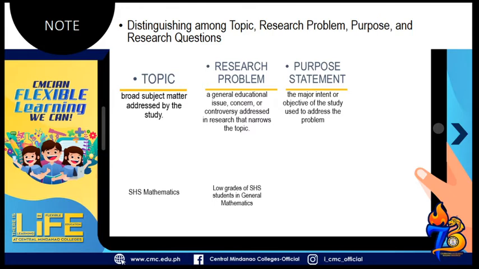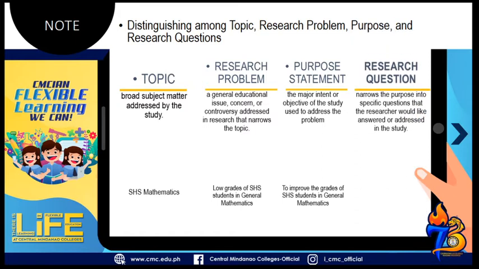No? Very easy to understand. For example, to improve the grades of the senior high school students in general mathematics. That would be our major objective. To improve the grades. That's the reason why we conducted research.